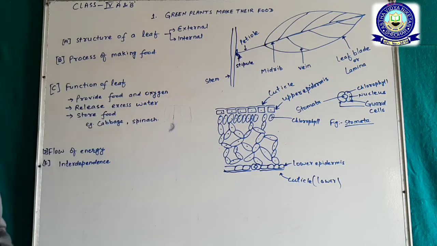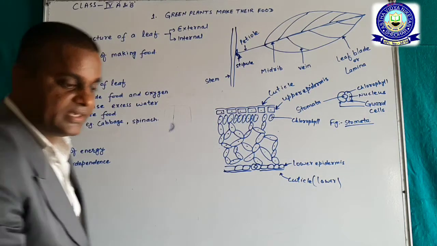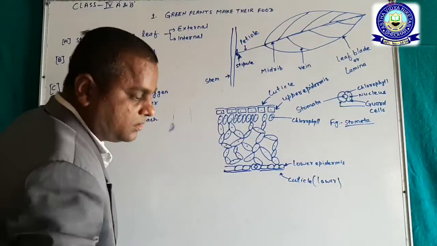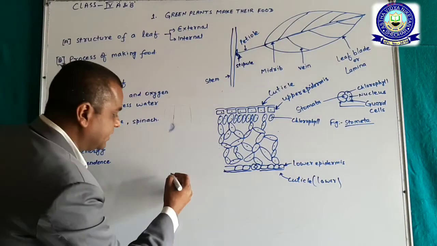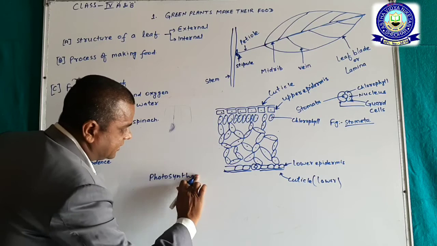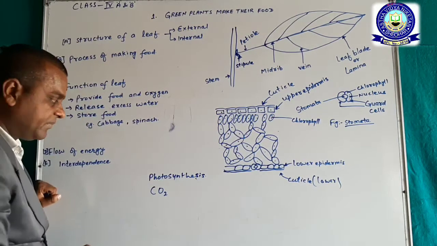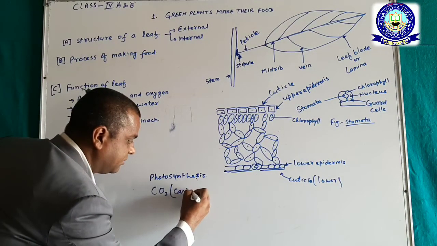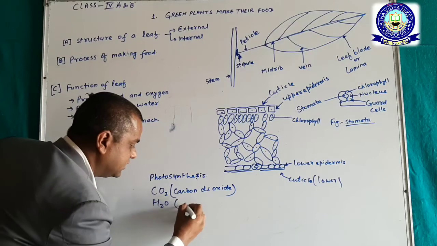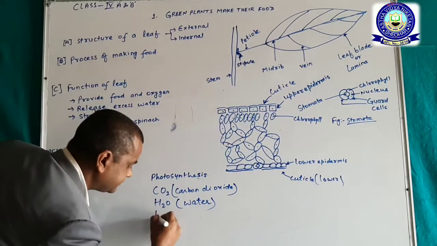Now, the process of making food. We see in this how plants perform photosynthesis. Green plants make their food by the process called photosynthesis. The raw materials in photosynthesis are CO2, carbon dioxide, H2O, which is called water, and light.